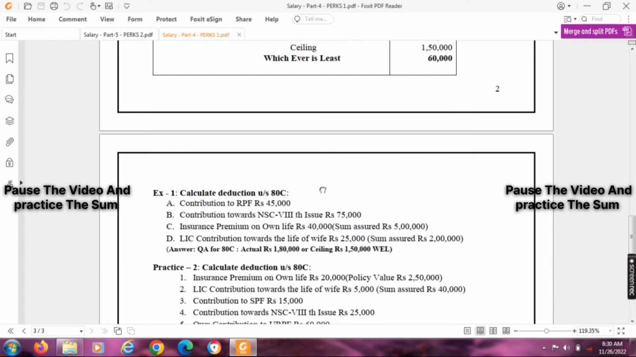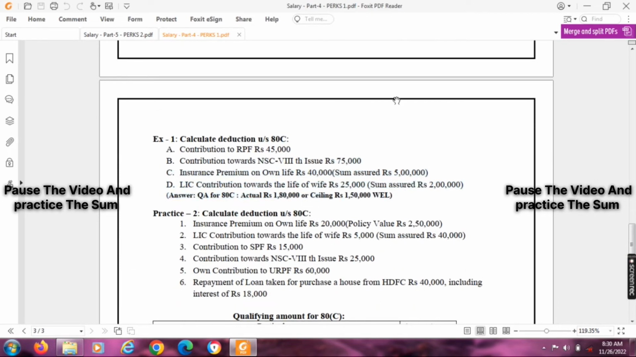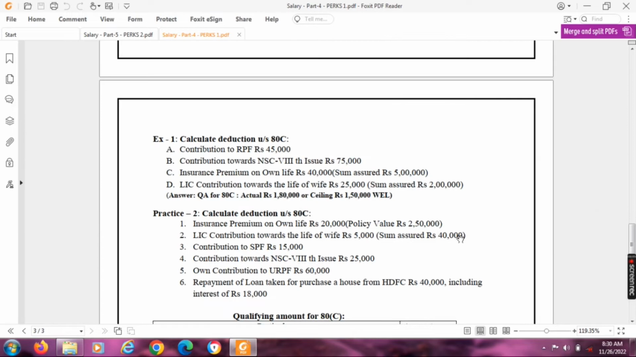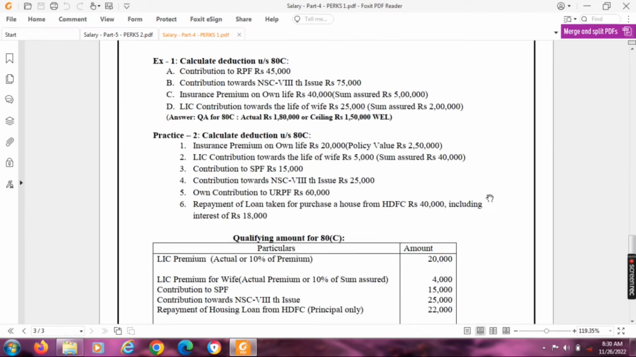The same pattern the listeners can practice in exercise 1. Now practice 2. Calculate deduction under section 80C. Insurance premium on own life 20,000, policy value being 2,50,000. LIC contribution towards the life of wife 5,000, sum assured 40,000. Contribution to SPF, statutory provident fund. Contribution towards NSC 8th issue 25,000. Contribution to URPF, unrecognized provident fund. Please note this URPF contribution is not qualified for 80C.